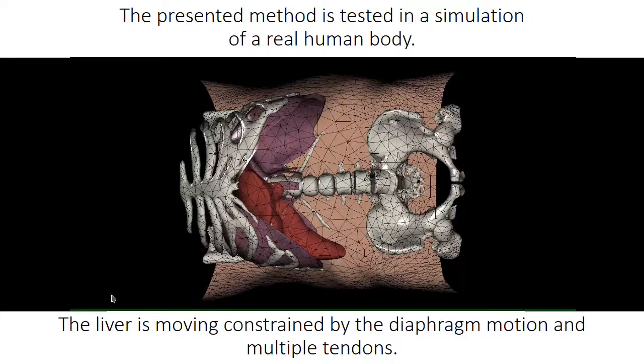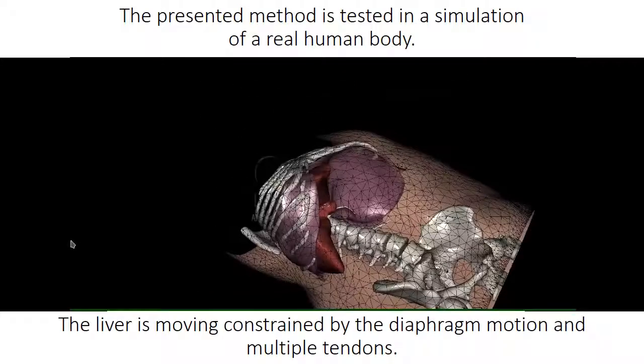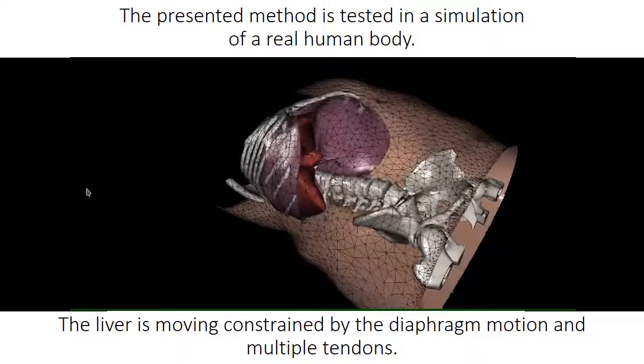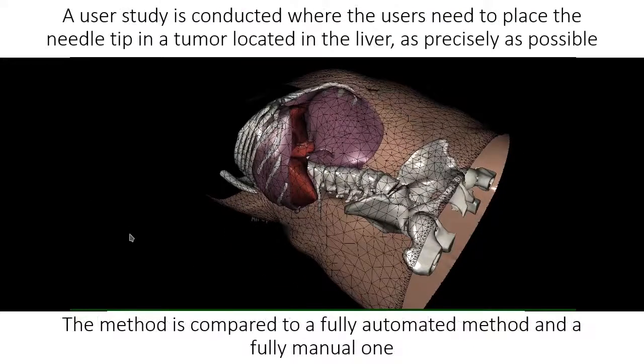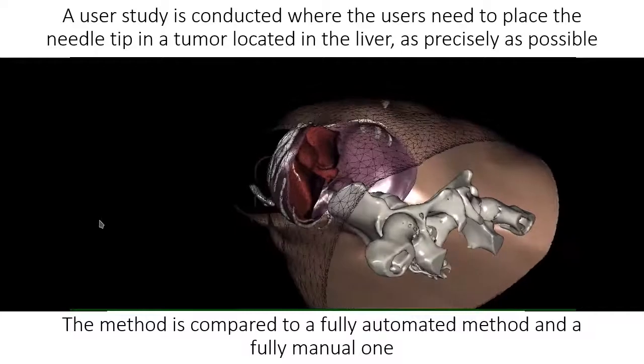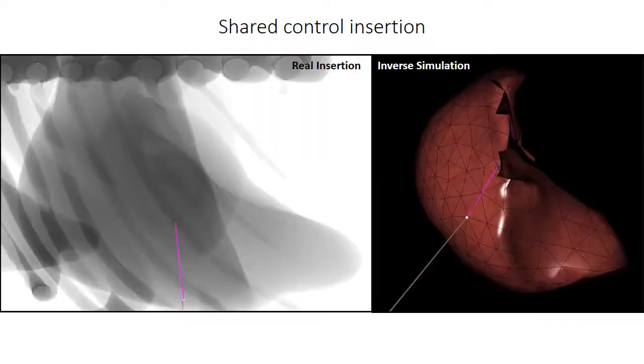The presented method is tested on a simulation of a real human body. The liver is moving, constrained by a diaphragm motion and multiple tendons. A user study is conducted where the users need to place the needle tip inside a tumor located in the liver as precisely as possible. The method is compared to a fully automated method and a fully manual one.